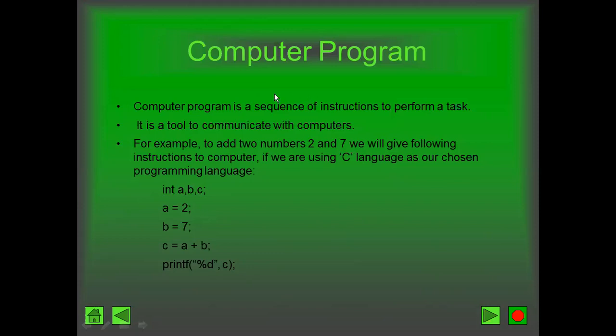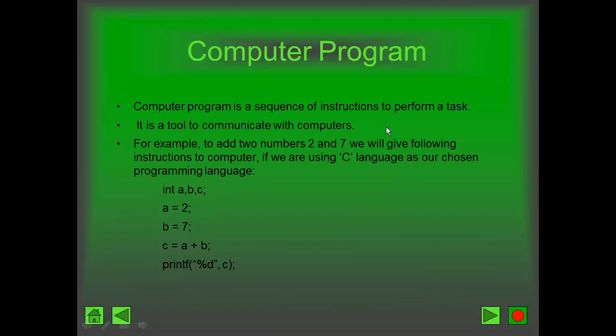While sequence means that these instructions or directions must be in a particular order. Order is very important. So when we give instructions to the computer, we should maintain the order of those instructions, and all of this is done to perform a specific task. A specific type of work is done by a computer, that is what we call a computer program.